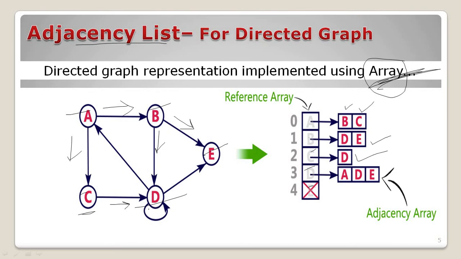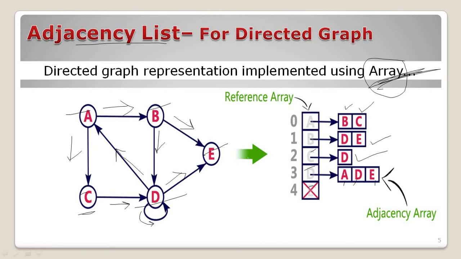The next one is D. From D, we are having the edge from D to D itself, as well as D to A, as well as D to E. So in that case, from D, we are going to be representing the edges to A, D, as well as E.